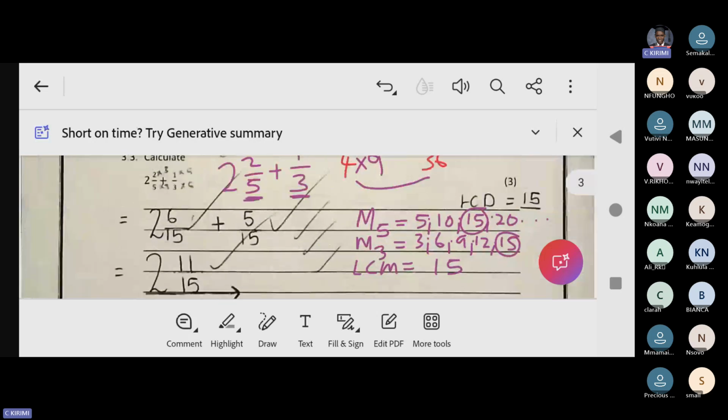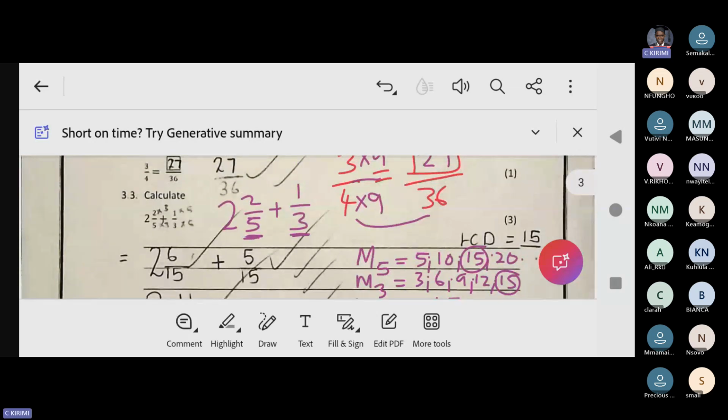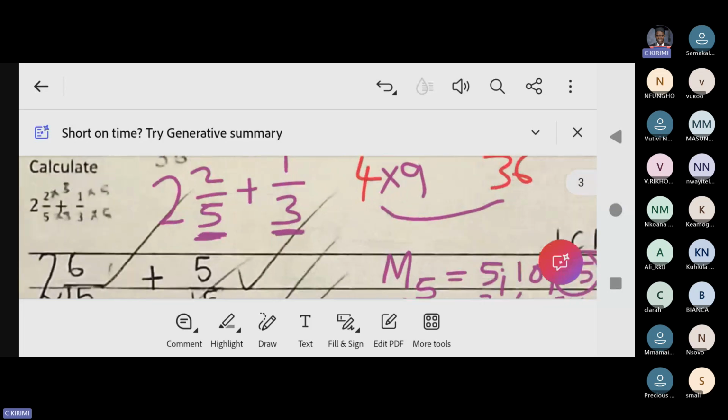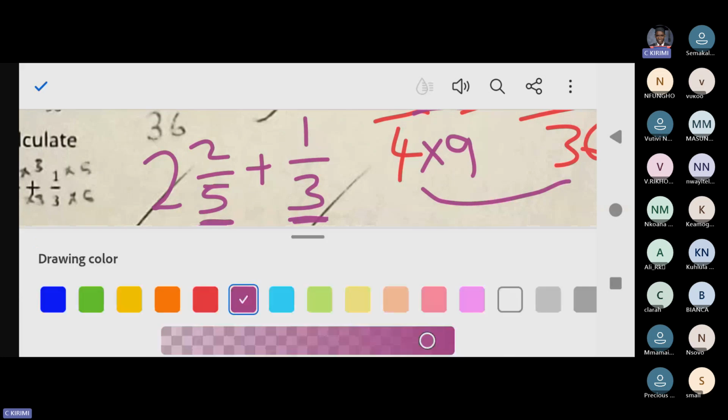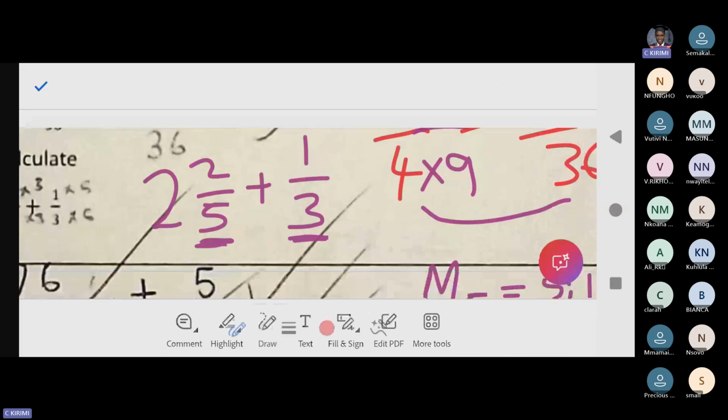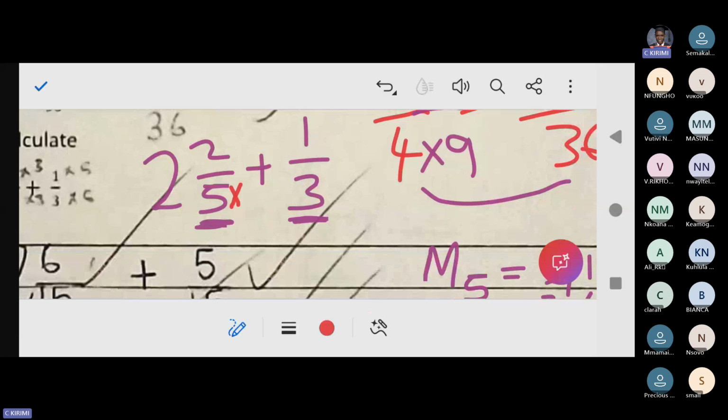So when you get your lowest common multiple, 15, make those two denominators be a denominator of 15. How do I make the denominator 5 into 15? I multiply by 3. Also, if you multiply by 3 on the denominator, you also do the same on the numerator. Then you make the denominator 3 a 15, which means you are multiplying by 5. You do the same here by 5.